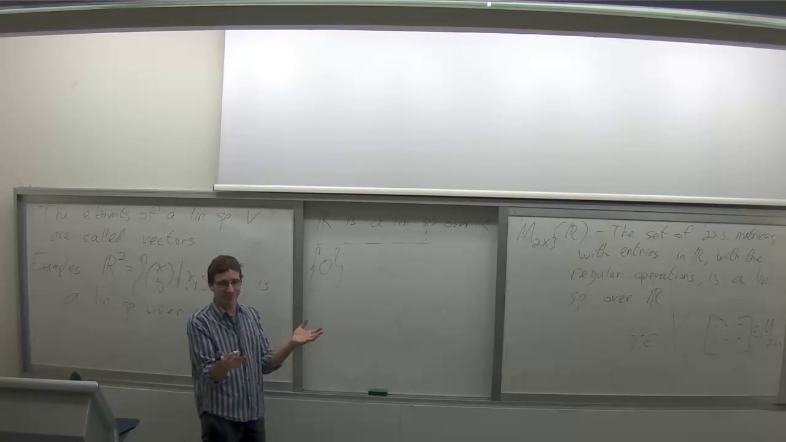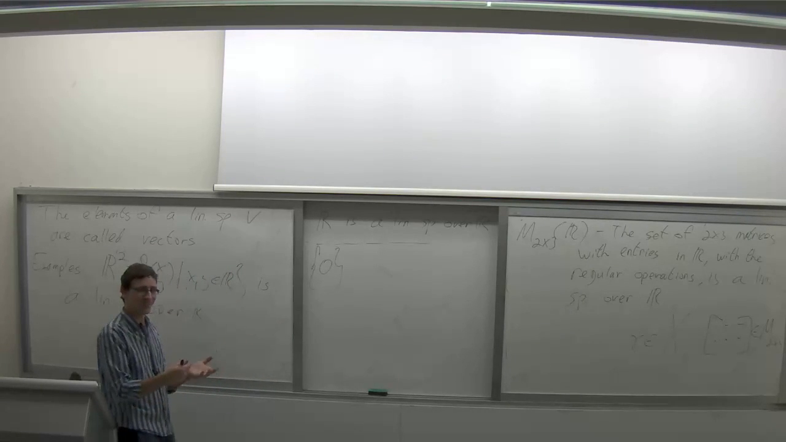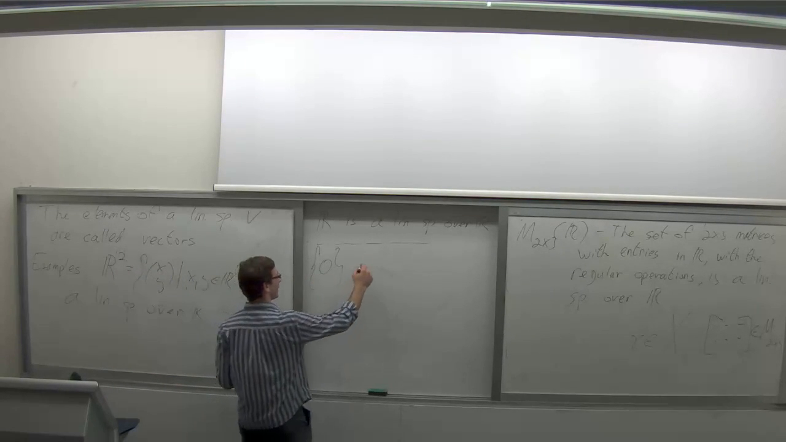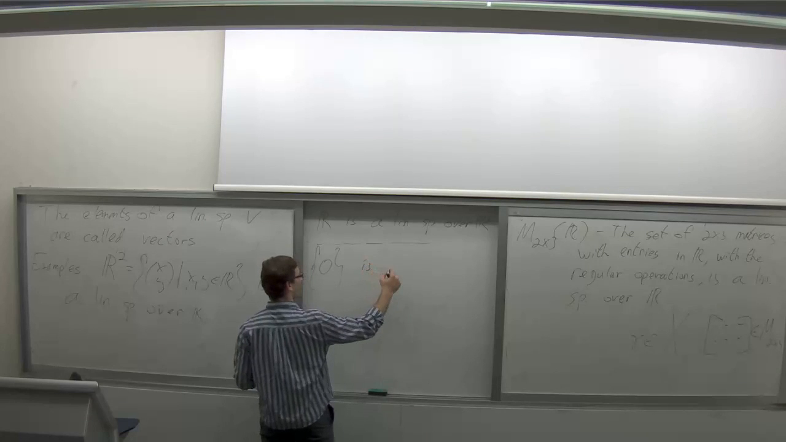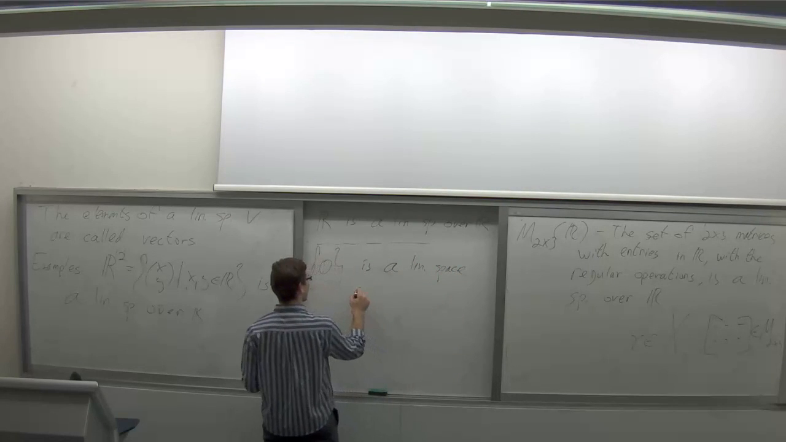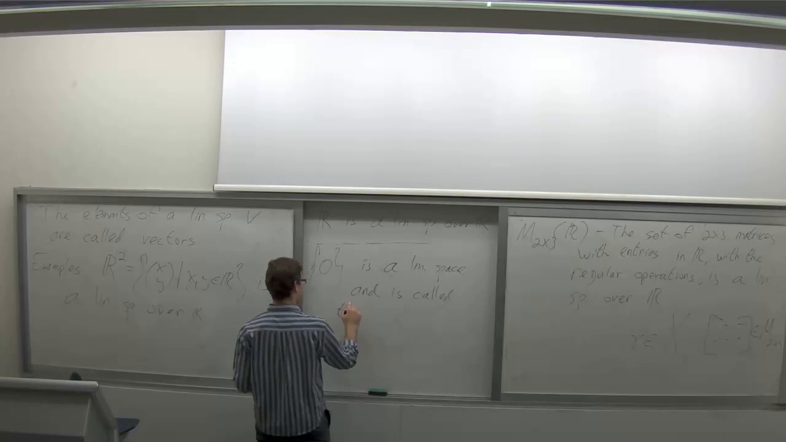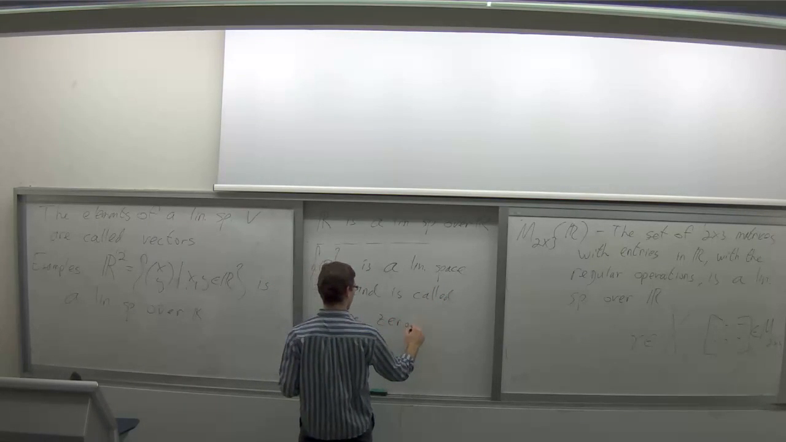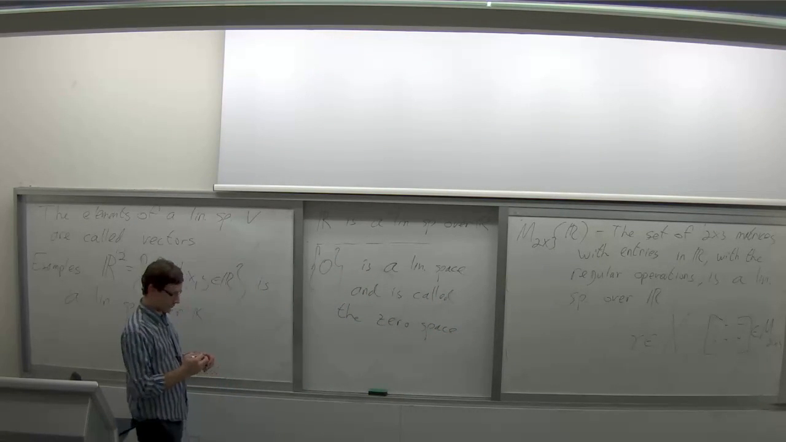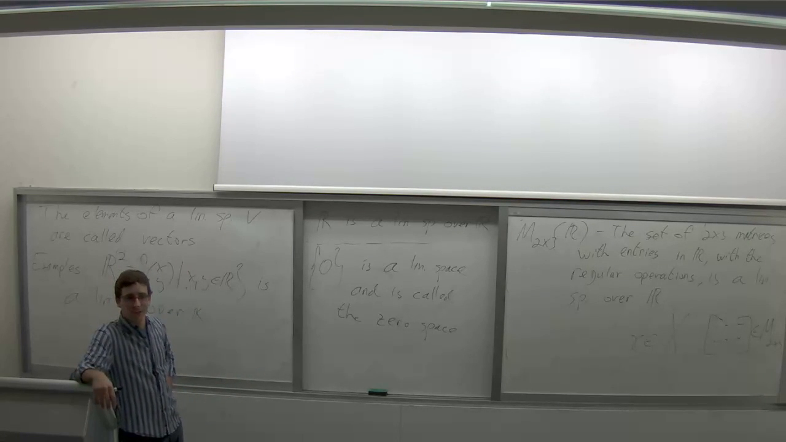But this one element necessarily will have the job of being zero. So think of one element, zero. Okay, it is a linear space and is called the zero space. Now, why didn't I tell you what the operations are? Because there's no other way to define the operations.